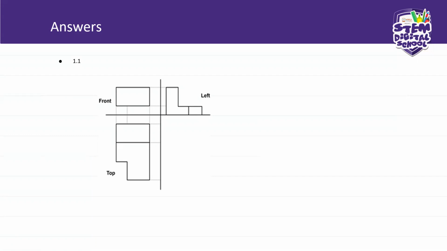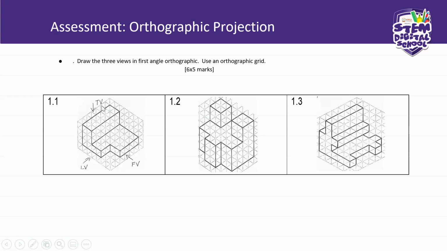1.1, here is 1.1. This is the top view. So in 1.1 on the top, you'll be seeing this and that. Front view, you'll be seeing this and that. Left view, you'll be seeing this and that. Okay, so you draw what you see.